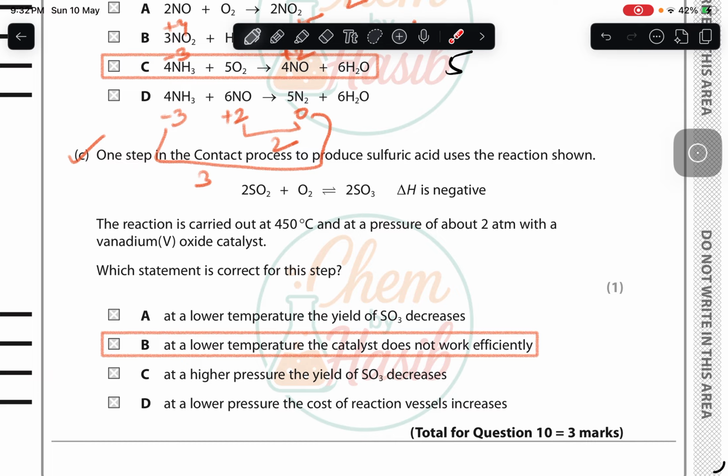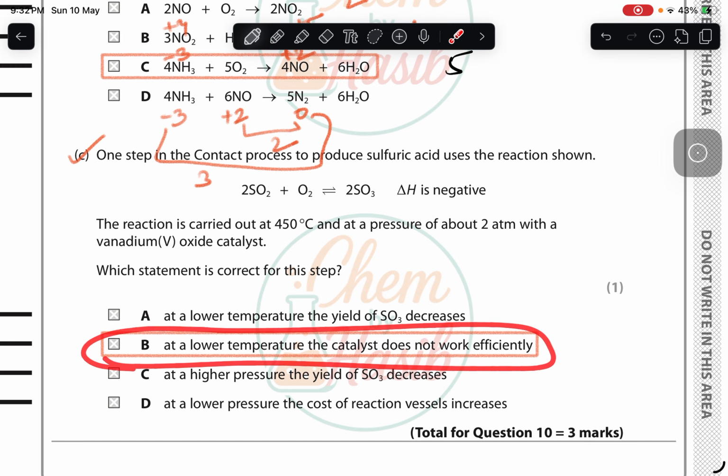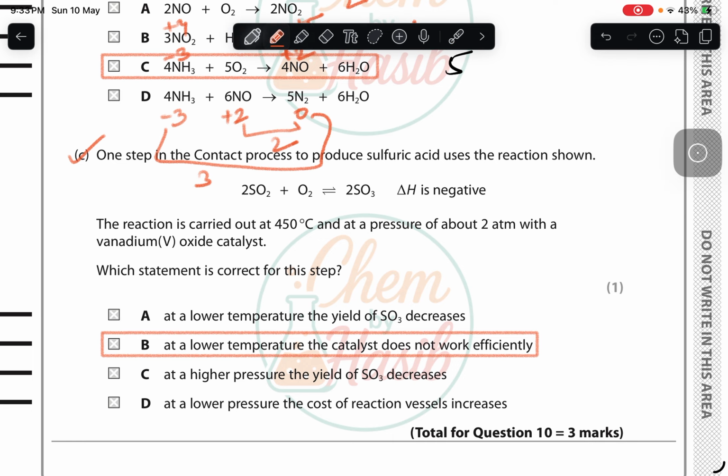At lower temperature, the catalyst does not work efficiently. That is the only answer that you can write, because all the other answers are wrong. So at a lower temperature, the catalyst may not work efficiently. That is the only answer you can give, because all the other three options are completely wrong. So this question was designed to find the answer by the method of elimination. You eliminate the other answers. Okay?